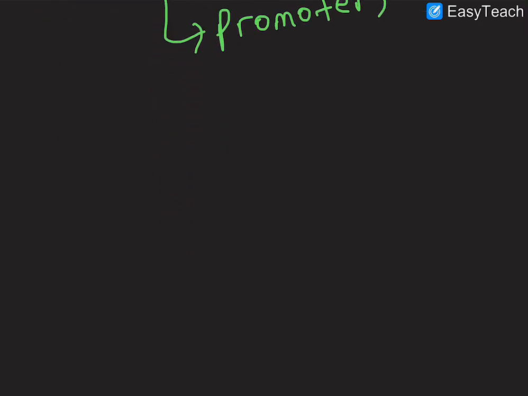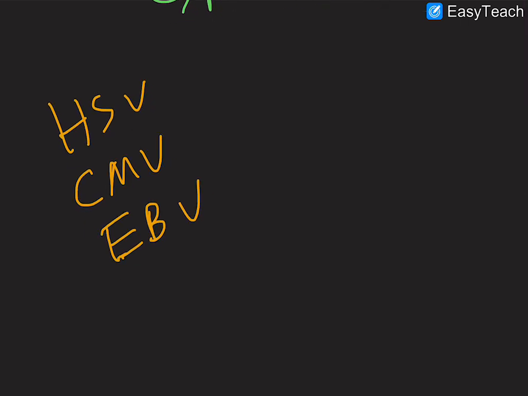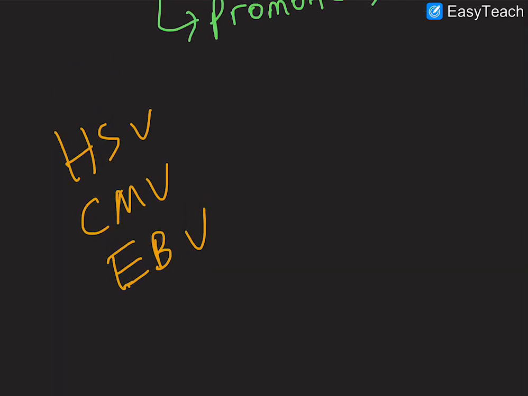So let's say we have a certain virus, and this virus can be, for example, HSV, herpes simplex virus, or it can be things like cytomegalovirus or Epstein-Barr virus, which we'll talk about later in the micro playlist. For example, the Epstein-Barr virus is important when we're talking about things like Burkitt lymphoma. That will be talked about in our white blood cell playlist, where we talk about white blood cell disorders, lymphomas, leukemias, and so on.